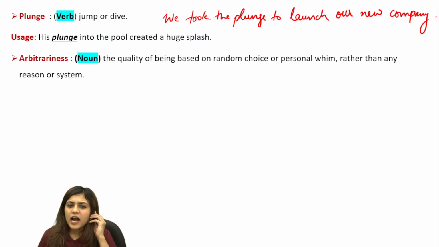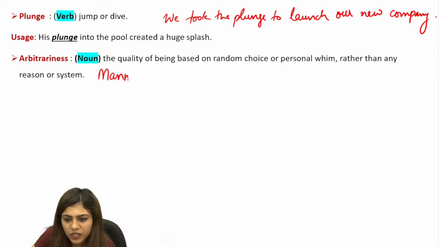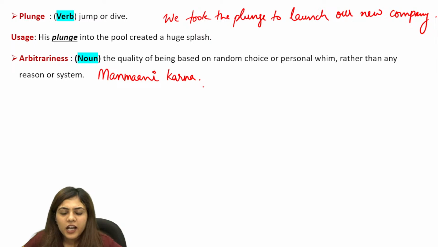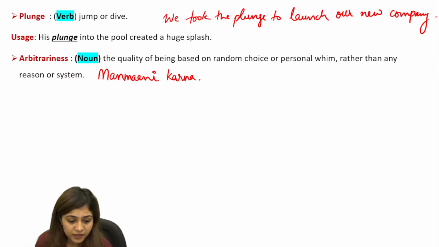The next one is arbitrariness. अगर मुझे arbitrariness in simple words समझाना है तो इसका हिंदी में मतलब होता है मनमानी करना. That means you're just doing what you feel is right rather than any reason or any system. आपको जो सही लगता है वही आप किए जा रहे हो मनमानी, भले ही वो गलत डिसीजन है. ठीक है, that's arbitrariness. Okay.